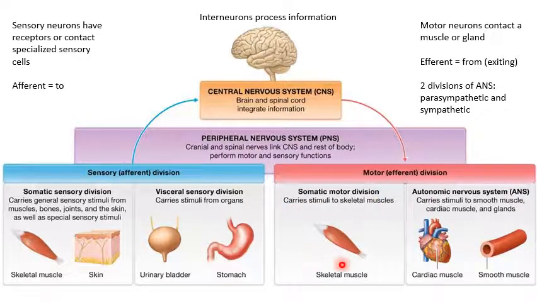The somatic motor division controls your skeletal muscles, so it's the stuff that you are voluntarily able to control. The visceral motor division, also known as the autonomic nervous system, is controlling all of the muscles and glands in your body that you cannot consciously control, which would be everything except for your skeletal muscle. So it's the smooth muscle in various organs, the cardiac muscle in your heart, and all of the different glands in your body. Then the autonomic nervous system is further subdivided into the parasympathetic nervous system and the sympathetic nervous system, which we will go into more detail on in a moment.